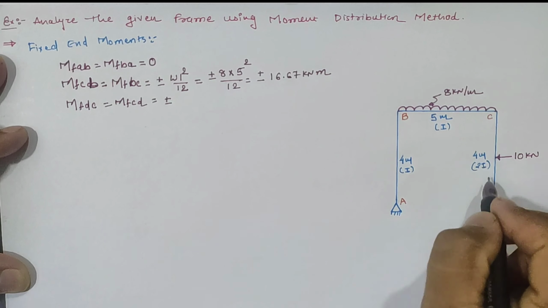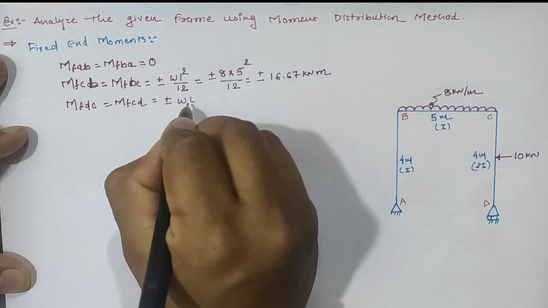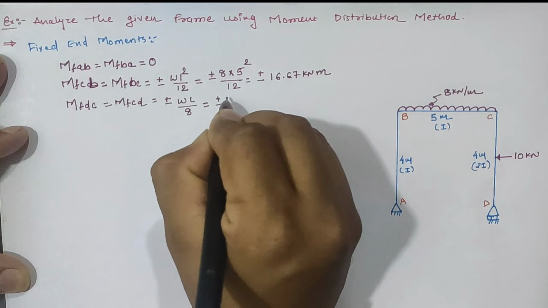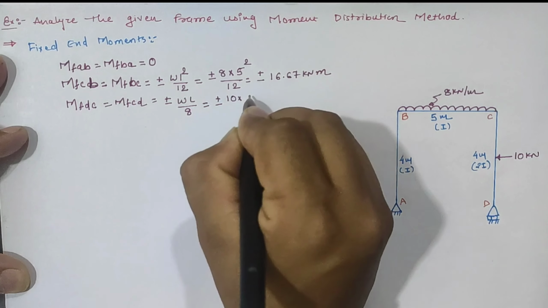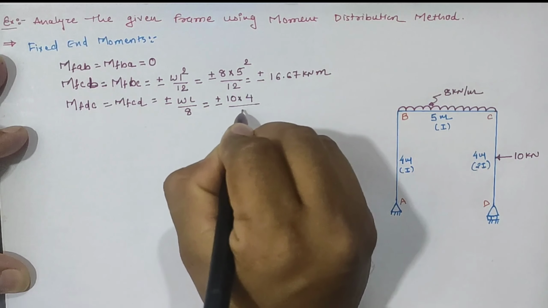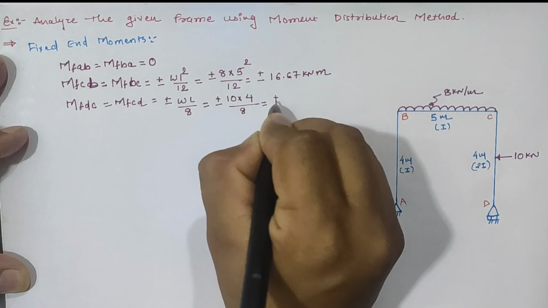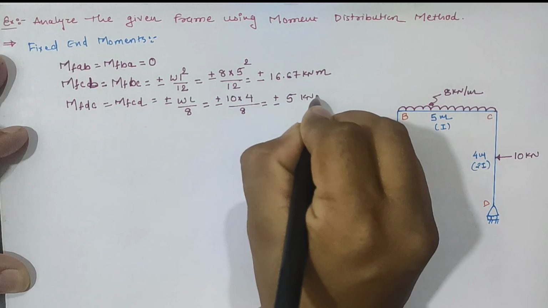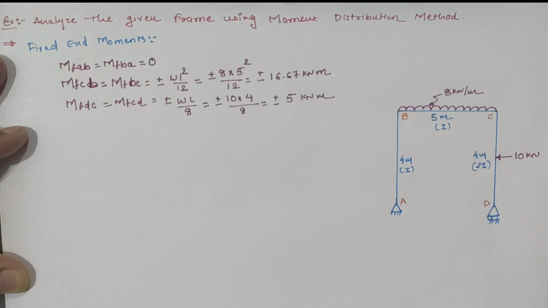Similarly, for span DC or span CD, it is equal to plus or minus, due to the point load at the center of the span, the value of fixed end moment is WL by 8. W is 10 kilonewton, L is given as 4 meter, divided by 8, which is equal to plus or minus 5 kilonewton meter. So the first step is to find out the fixed end moments.